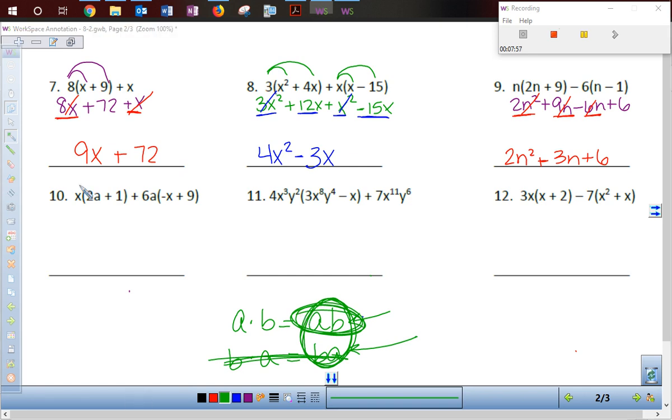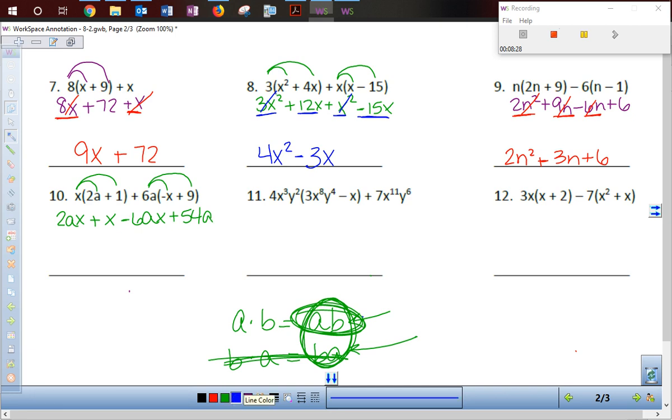So on number 10, when I multiply x times 2a, I want to make sure that's in alphabetical order, so I want that to say 2ax, with the a coming before the x. Then I can multiply the x times 1 to get x. Now in my second distribution, I want to take 6a times negative x, multiply the coefficients to get a negative 6, and then your variables need to go in alphabetical order, a times x. And then I'll take the 6a times 9 to get 54a.